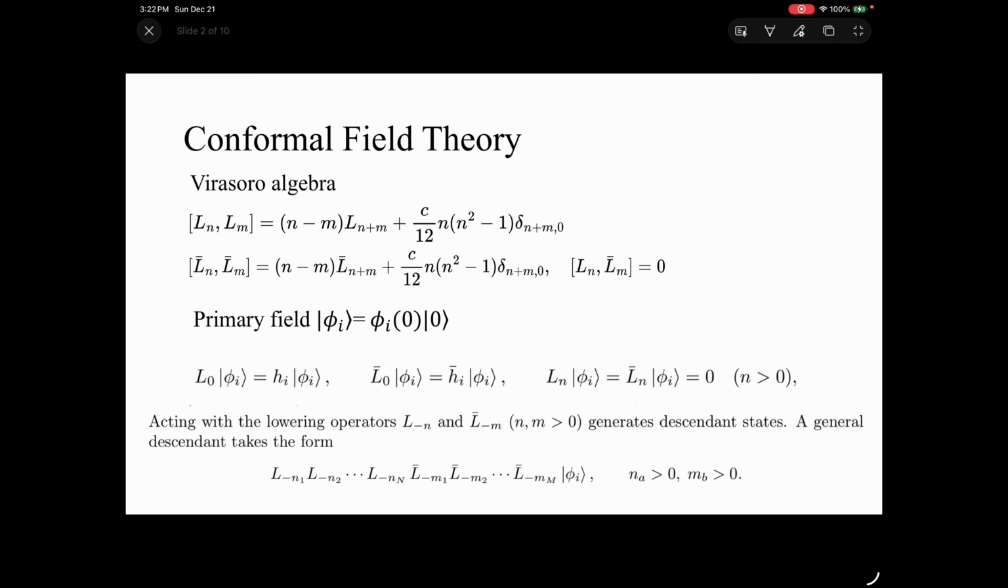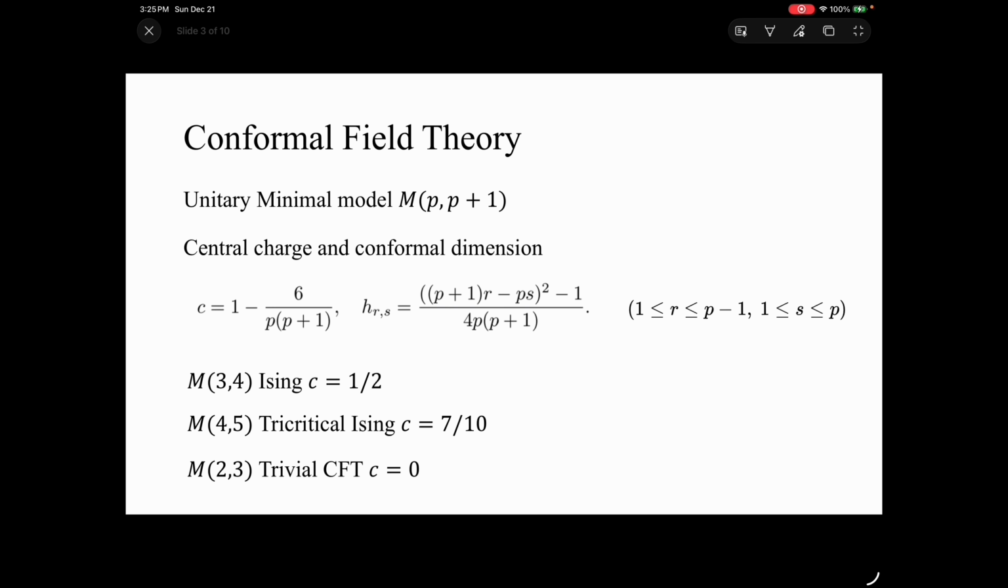In representation theory, it will form the so-called representation space or module. So if we have the primary operator, and the Virasoro generator with a negative index, it will generate the descendant states, and all of the descendant states will form this representation space, the so-called module. This module is carried by the primary operator and the central charge.